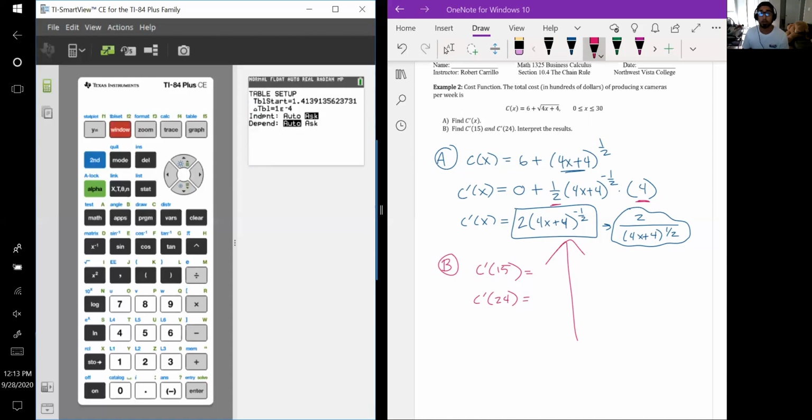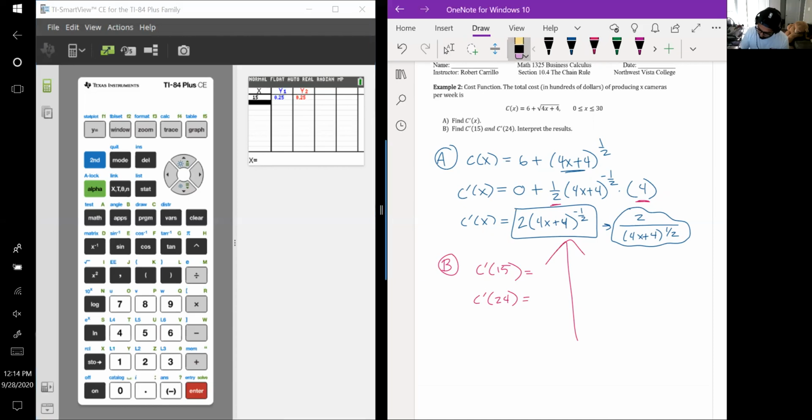I'll do second window. Make sure independent is on ask. If it's not, highlight ask, hit enter, and then hit second and graph, and you get the table. And what we're plugging in is 15. If there's values there as well, you can delete them. So I can say delete, delete, delete, delete. And I'll say 15, and we get 0.25. And then we're doing 24. Okay, excellent. So now come back to the notes.